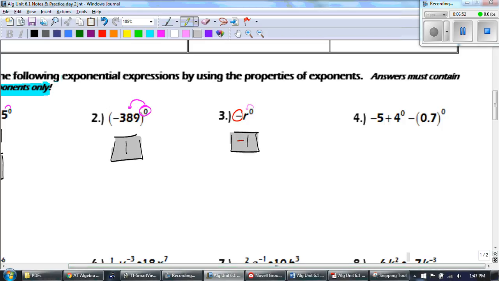Number 4 is a favorite on tests and quizzes, okay? So just pay attention to each part of it. The negative 5 stays the same, nothing's going on to it. For the 4, my exponent is 0, so the base turns into 1. Then there's the subtraction sign. Exponent 0, the base turns into 1. And then we just do what it says. Negative 5 plus 1 is negative 4. Negative 4 minus 1, negative 5. Okay, so we just have to be very careful.